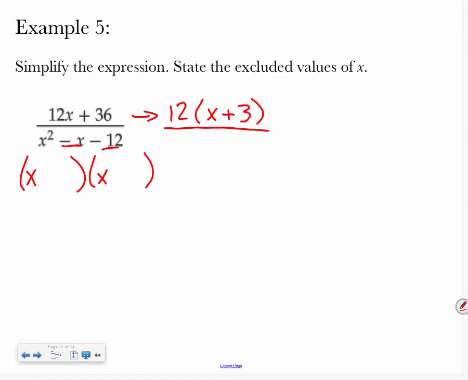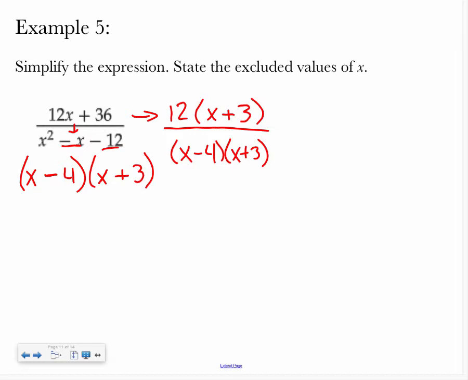So what numbers multiply to a negative 12 and add to a negative 1? Well, 4 and 3 are right next to each other, so that's how I'm going to get them to differ by 1. But which one has to be positive, which has to be negative? Since our 1 is negative, that means our bigger number has to be negative, and our smaller number has to be positive. So I can rewrite this as x minus 4, x plus 3.